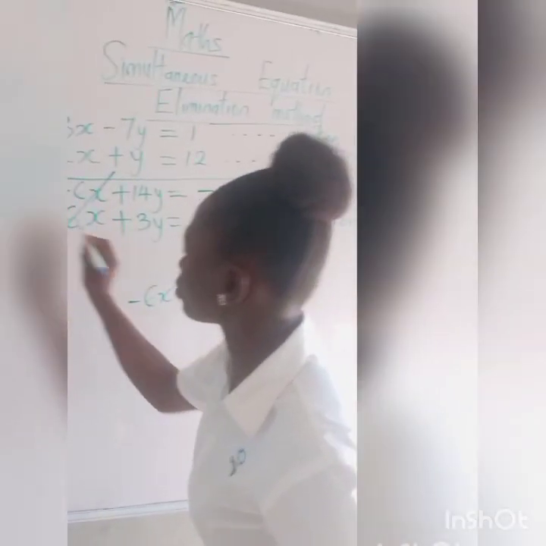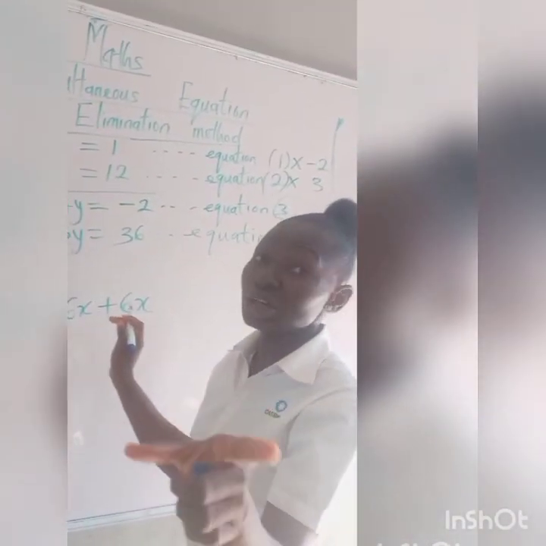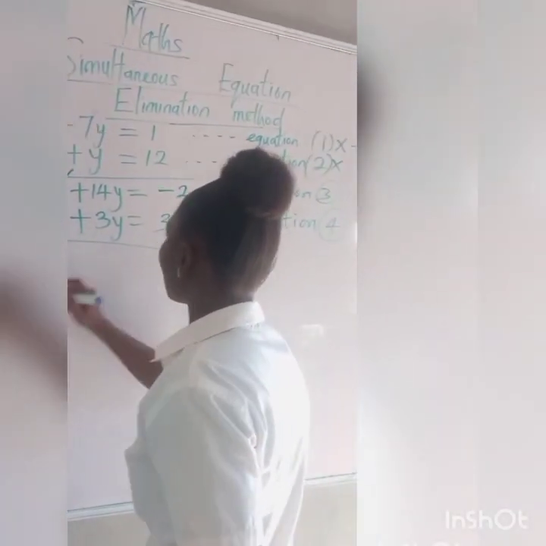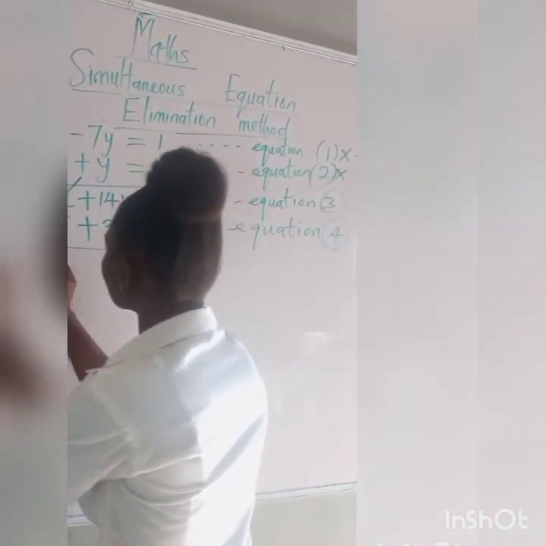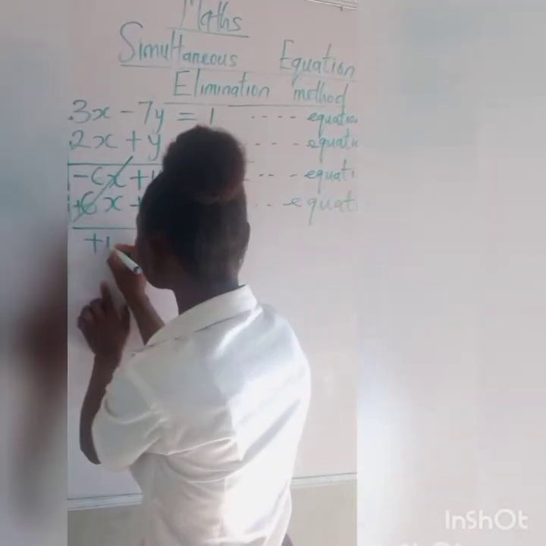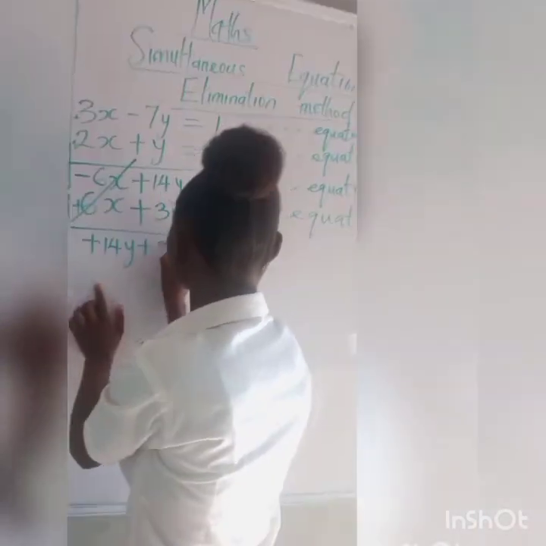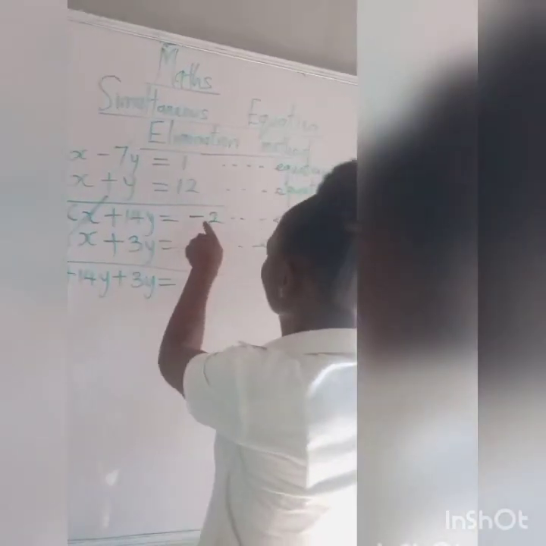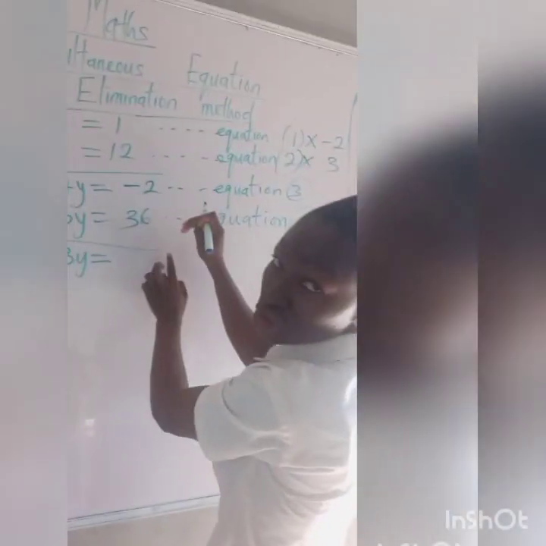So I have to cross this over. Nothing. That's why we do cancel. Now, what do I have left? I'm now left with plus. So I will write whatever I have left. Plus 14y plus 3y equals, this is minus, so I'm adding these two equations together.